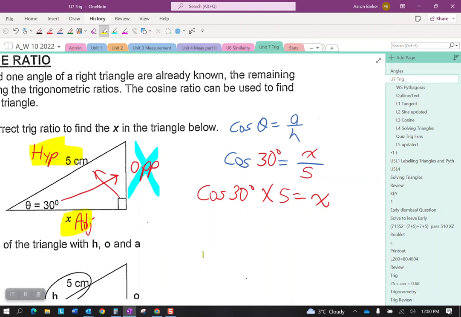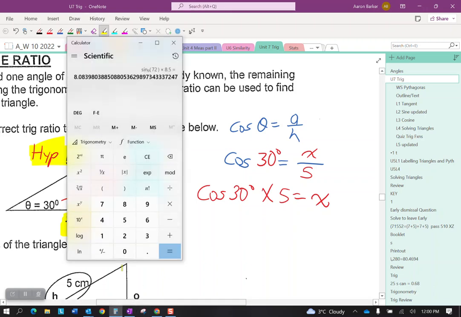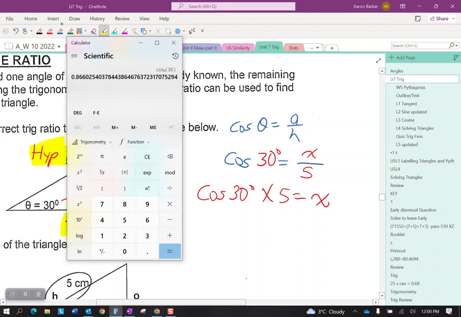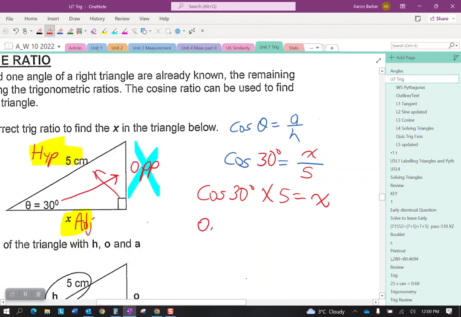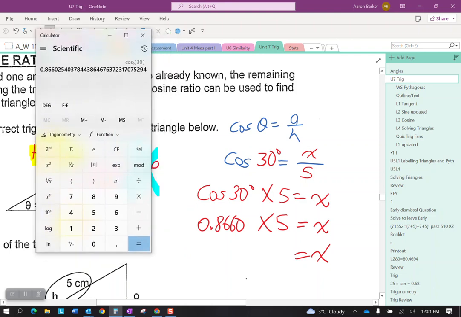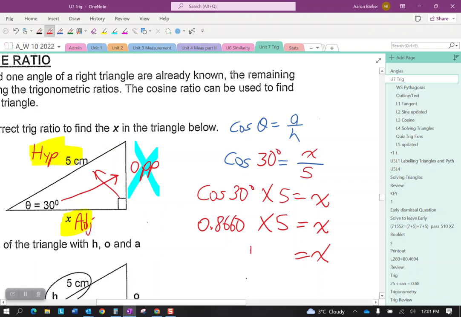Some people like to figure out cos 30 first. So cos 30 is 0.866. Then go times 5. I already did that, so I'll just take all my decimals and times it by 5. I have 4.33. Round to one decimal: 4.3 equals x.